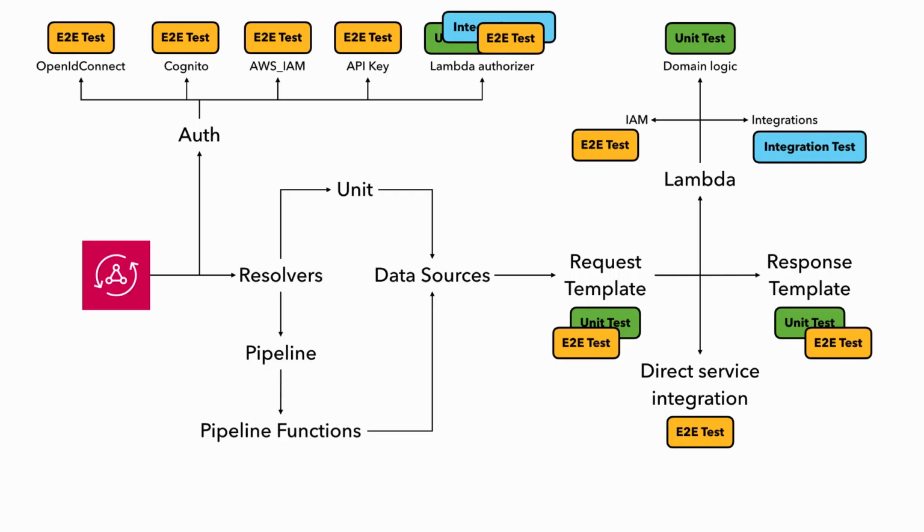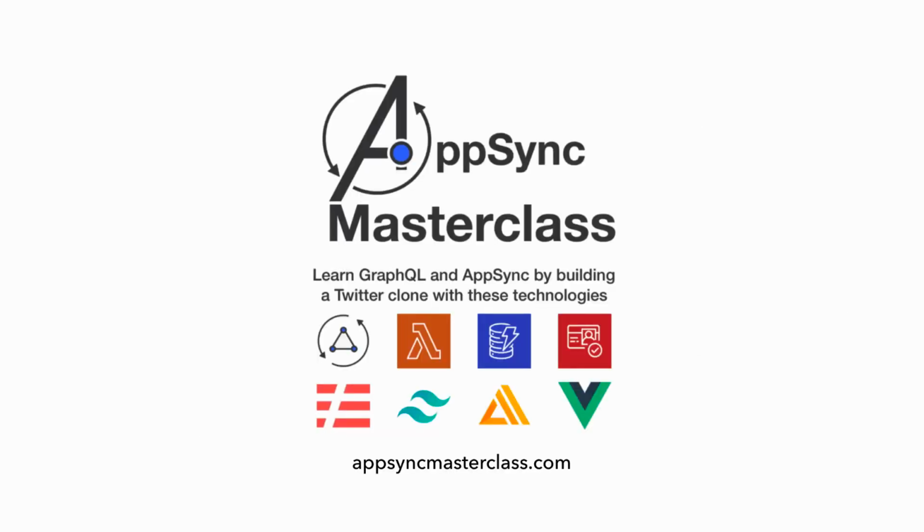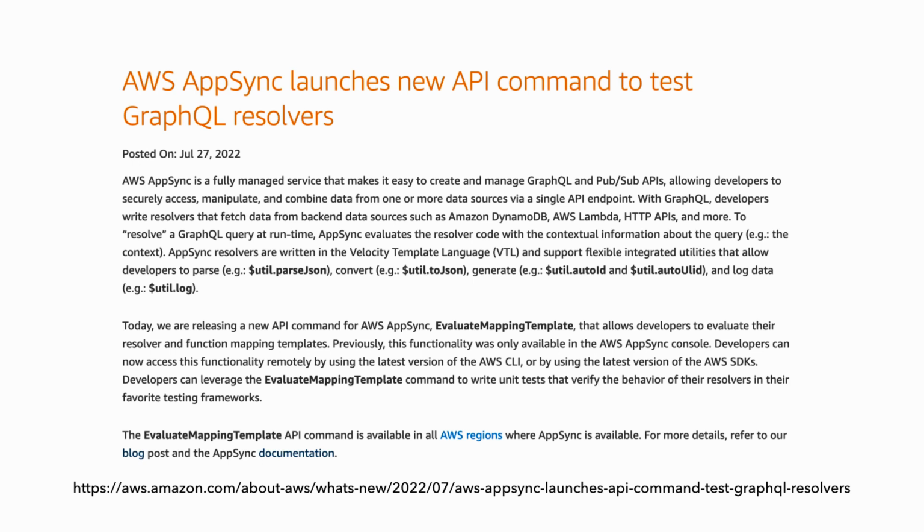And so that's all the different moving parts and how we're going to cover them in our tests. Most of this is already covered in the AppSync Masterclass if you have done that course already. But the new AppSync API for testing VTL templates was released after the course was finished. So that's something new that you can look forward to. And without further ado, let's dive into the code and have a look at how we can implement this strategy.